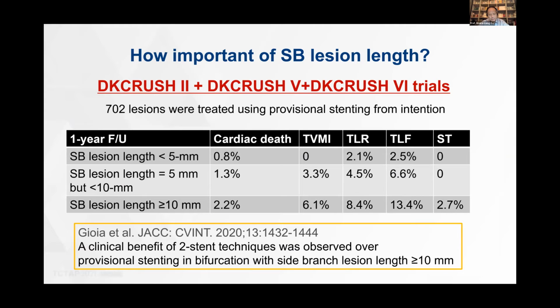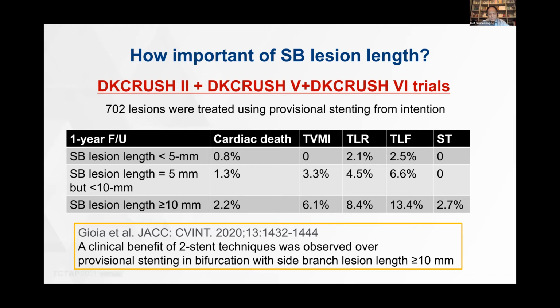So I only provide 1 year follow-up, including cardiac death, target vessel myocardial infarction, TLR, and the primary endpoint target lesion failure. Also, we compared the difference in terms of stent thrombosis. The table clearly shows that with the increase of the side branch lesion length from 5 mm to 5 to 10 mm to longer than 10 mm, all the events increased doubly, not only for cardiac death, but also for TLR and TLF. I think this is a very important finding.